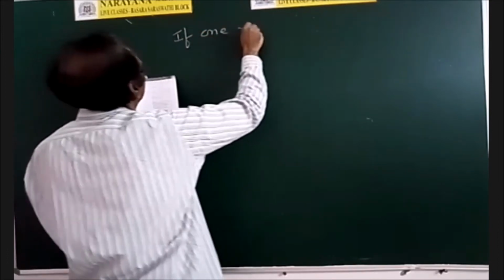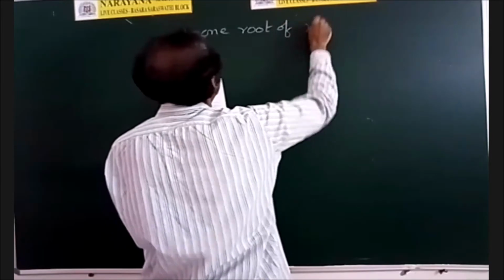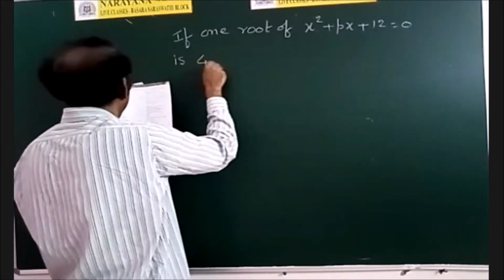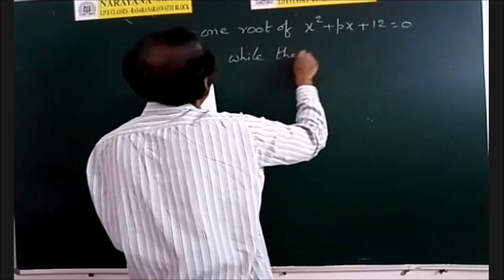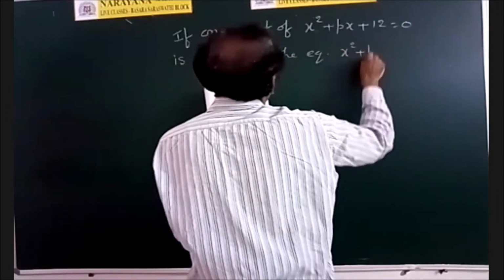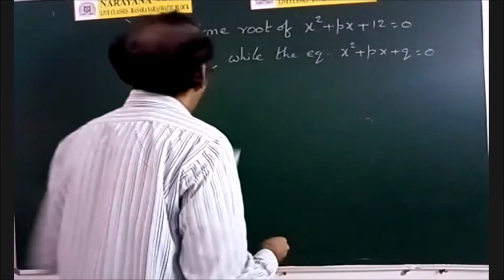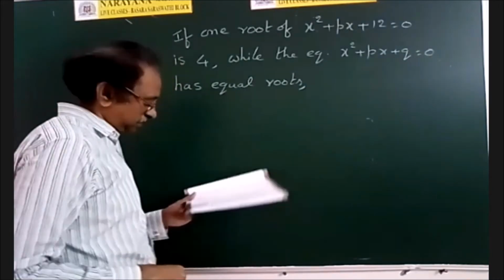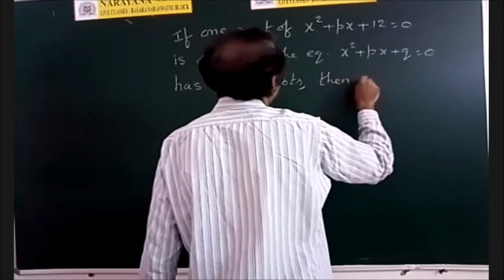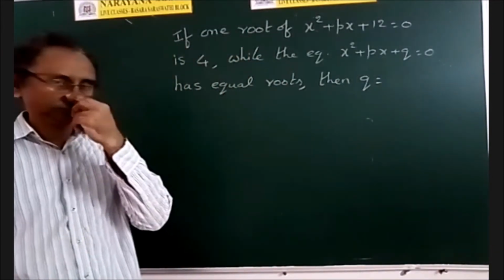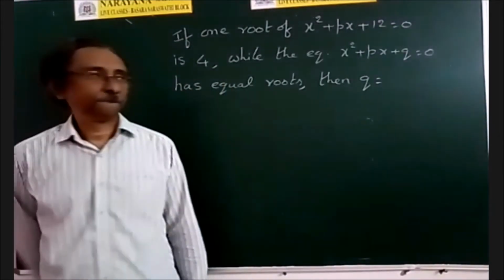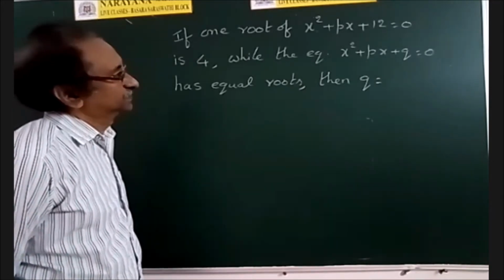Next one. If one root of x square plus px plus 12 is equal to 0 is 4, while the equation x square plus px plus q is equal to 0 has equal roots, then what is the value of q? Now I'll give you 2 minutes, you try.